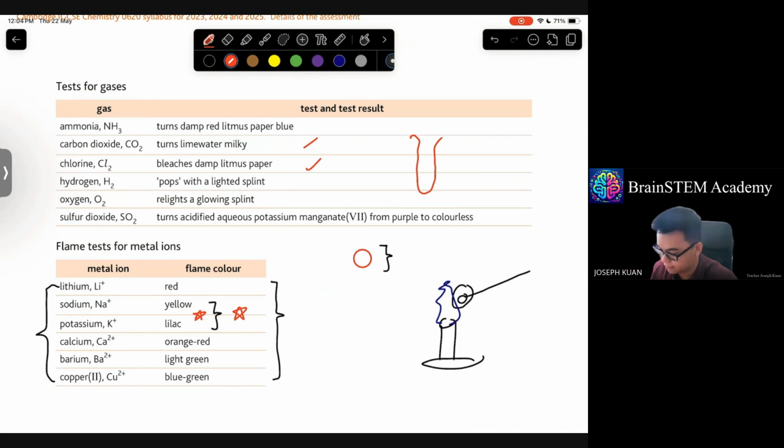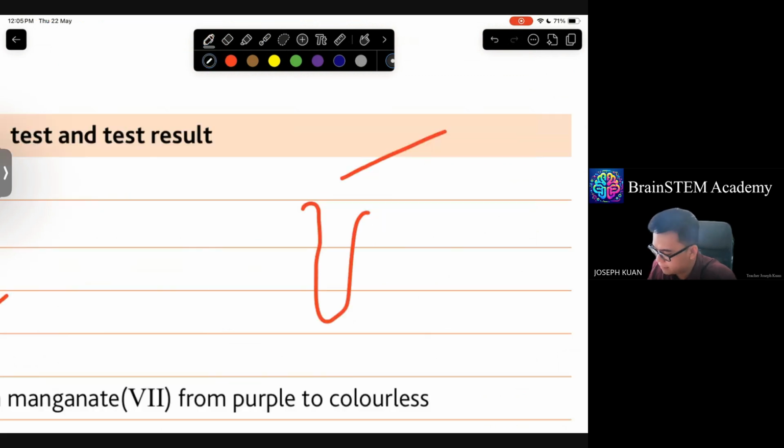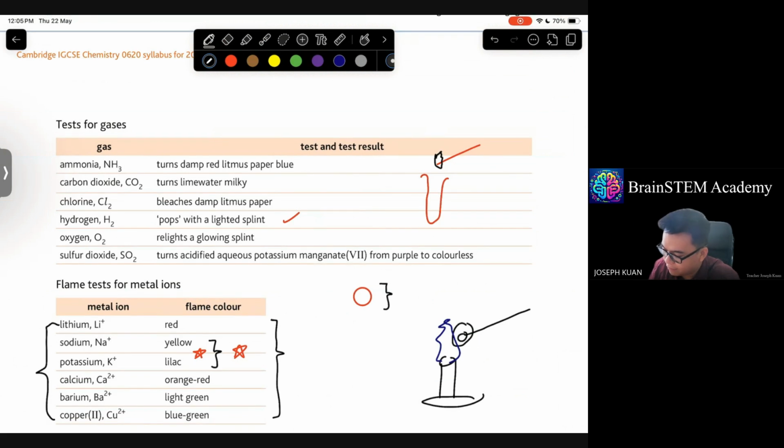As simple as that. One by one, for hydrogen gas, it's a very flammable gas. You can treat it as an explosive to a certain extent. If there is a lot of hydrogen gas, then it's somewhat explosive. So if you take a glowing splint, light it up, then it will exhibit a pop sound.